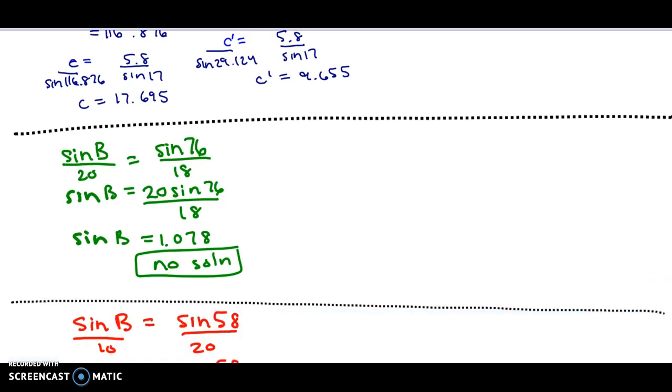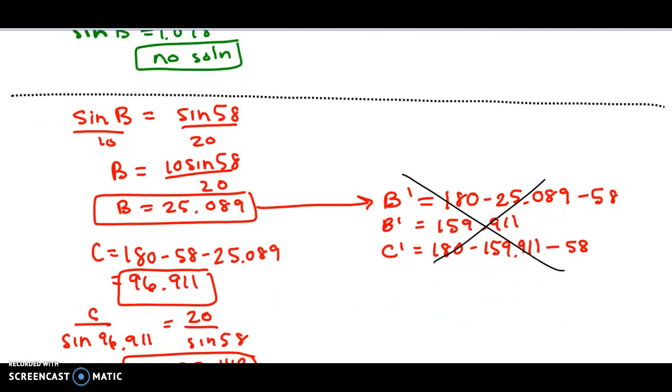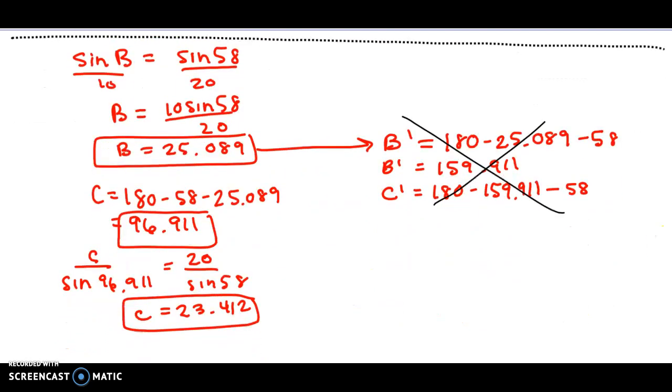So let's check our other example here, the third one. Again, I solve for angle B first, and then right away I want to see, do I have a second solution that could potentially exist? So if I find out what B prime is, my potential other angle, I get that it's 159.911 degrees. But then if I look for C prime, and I do 180 minus the other two angles, which are B prime and the original A, we know that that's not going to work. So this is an example where we have just one solution, which I used my same method as before to find the rest.